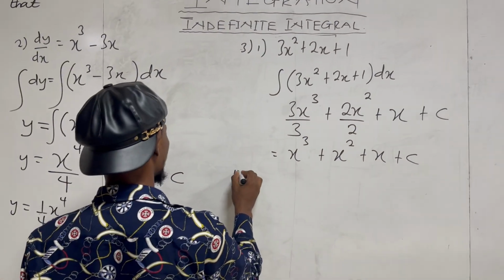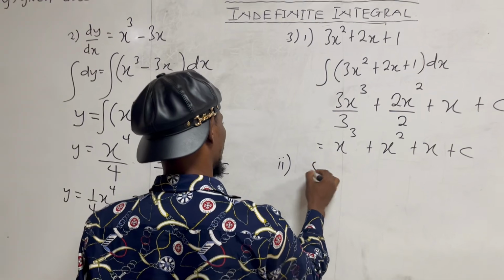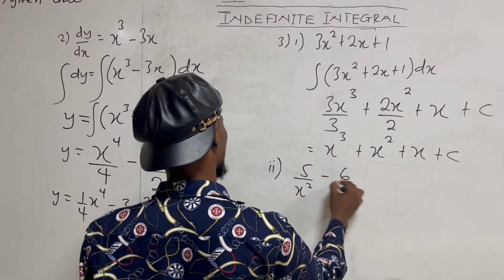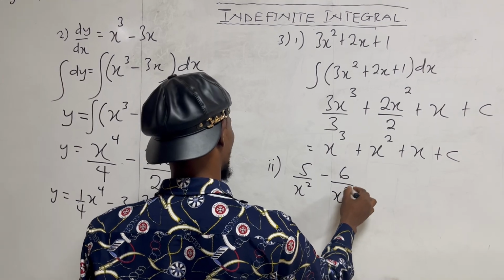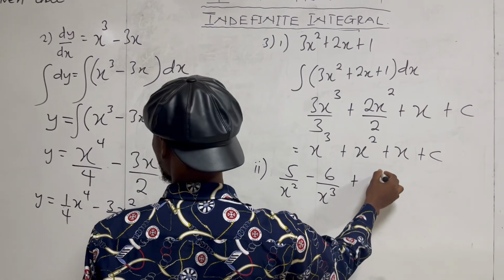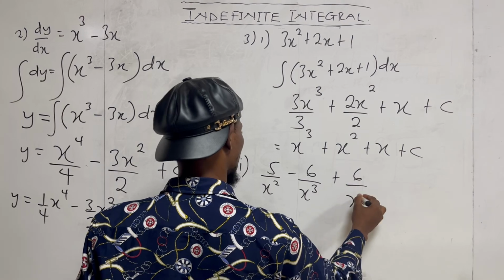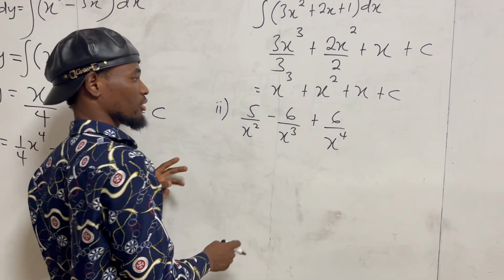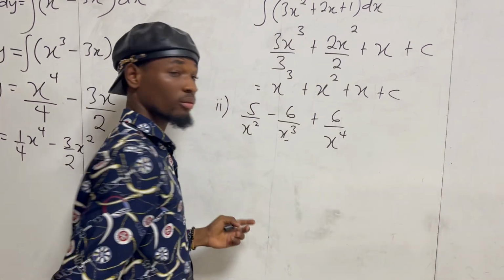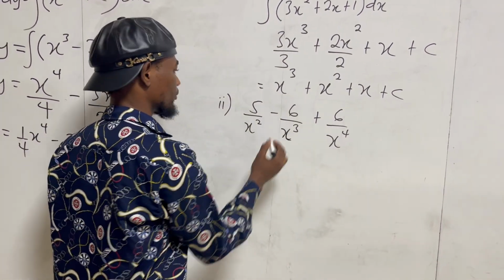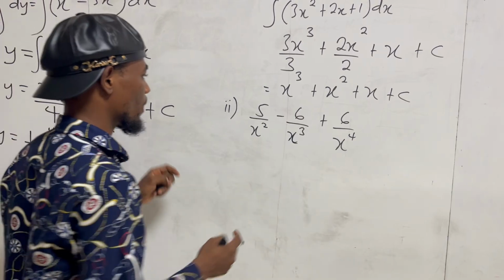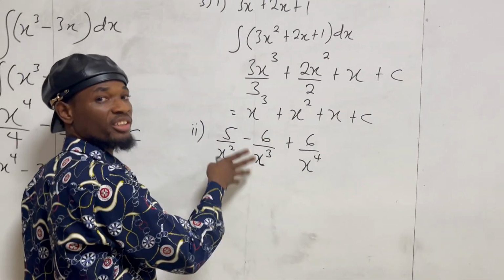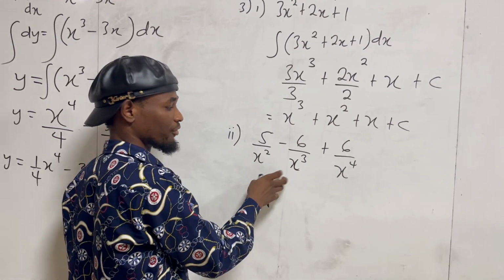And the last question is this. So we have 5 over x to the power 2 minus 6 over x to the power 3 plus 6 over x to the power 4. This is equal to the function y. So let's use the law of indices to transform this.